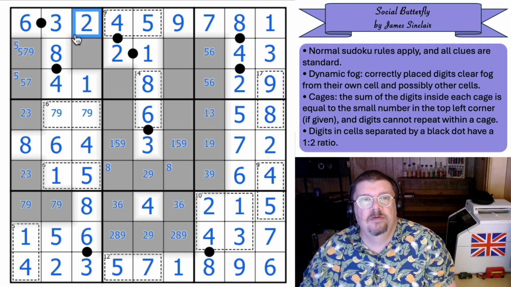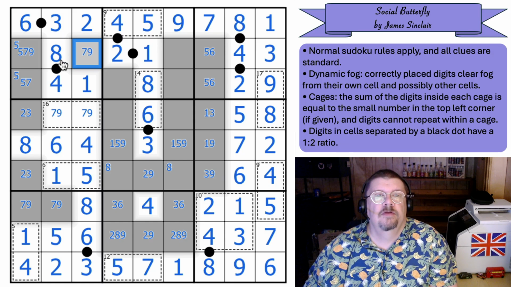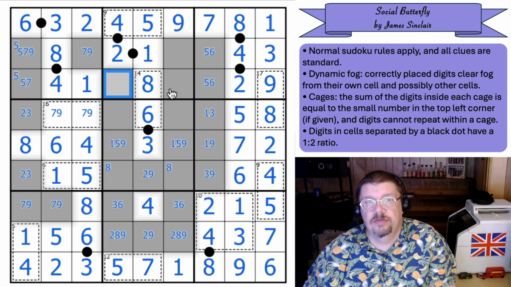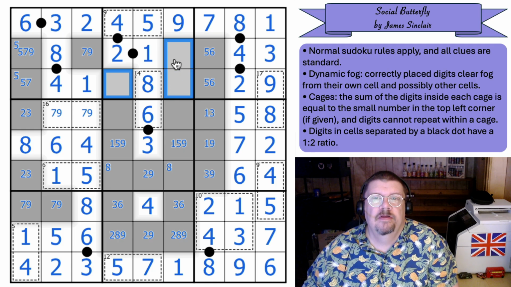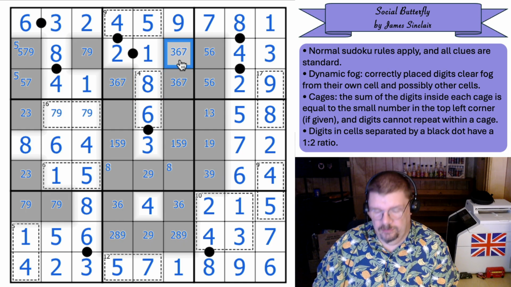That is a 2. This is 5, 7, or 9, except that's a 5, 7 pair, so this is a 7 or 9. Sorry, 5, 7, 9 triple. 5 is definitely there. That's 7 or 9. These three digits are 3, 7, and 6. Okay, and this one is not a 3.